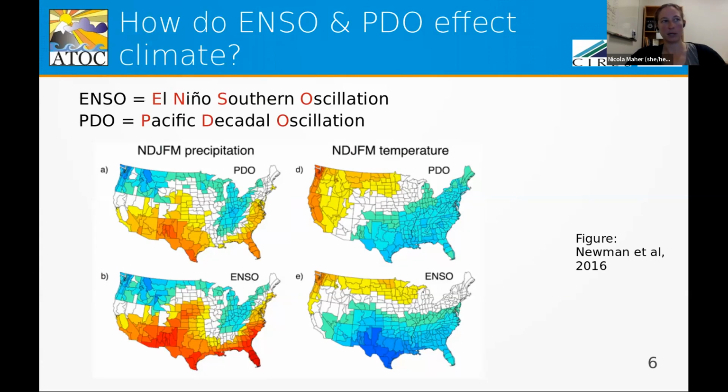For example, if you look on the left in the central US, ENSO has a much stronger influence on precipitation in the middle of the continent than the PDO does. Whereas if you look at temperature on the right, you can see that the PDO has a much stronger effect on the western coastline than ENSO does. So there are local and regional differences.